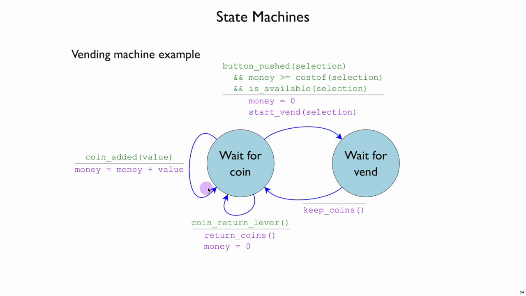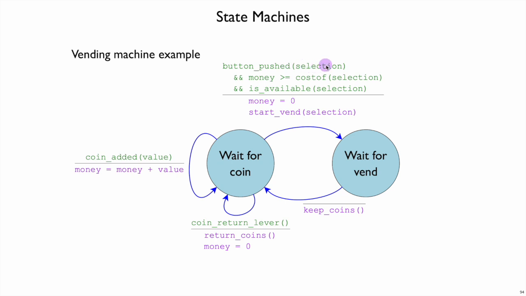This self edge here has a condition that a coin was added. So if we're waiting for a coin and a coin was added, we want to do something. We don't know what the person wants to order yet from the vending machine, but they added a coin, and so the amount of money goes up. So the action associated with adding a coin and staying in the wait for coin state is to increase the amount of money that we've recorded that has been deposited into the machine.